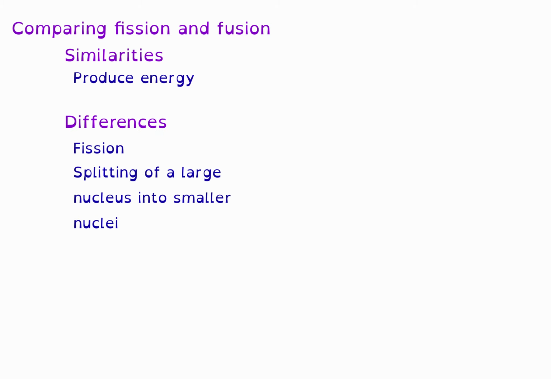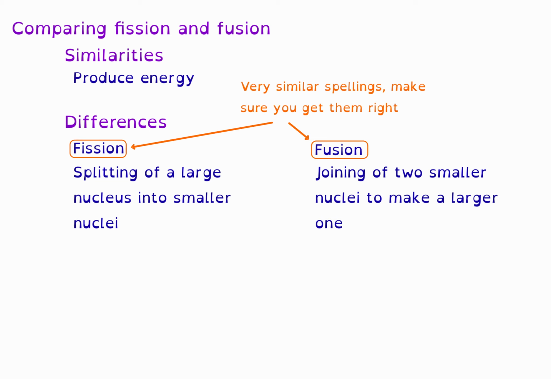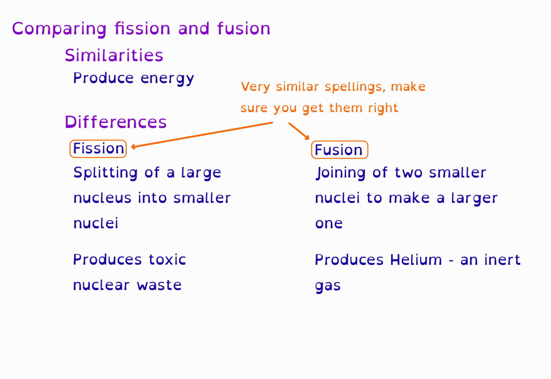In your exam, you may be asked to compare fission and fusion. For their similarities, they both produce energy. For their differences, fission splits a large nucleus into smaller nuclei, whereas fusion is the joining of 2 smaller nuclei to make a large one. Other differences include fission produces toxic nuclear waste, whereas fusion produces helium, which is an inert gas.